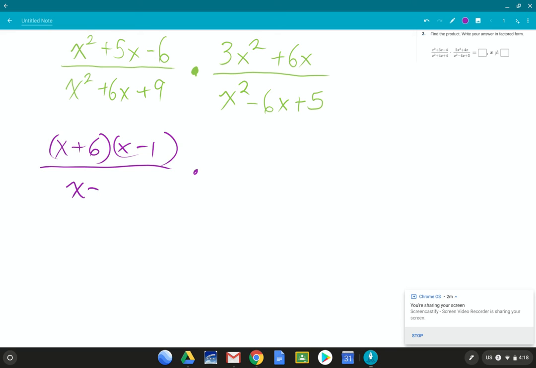The numerator there is an easy one. It's a square. It's x plus 3 squared. Multiply to 9, add up to 6. Great. What can we factor out here? A 3 and an x. What's left? Just an x and a 2.